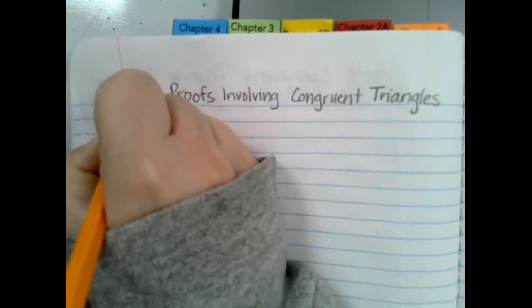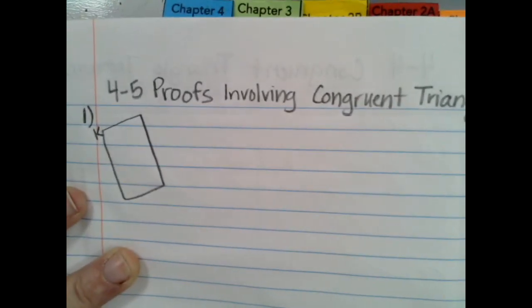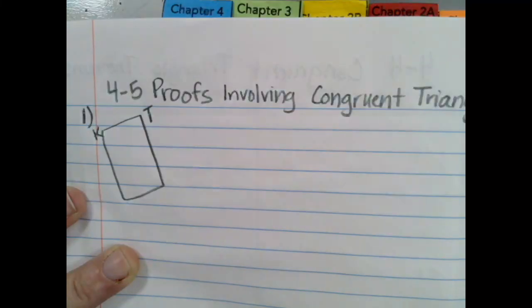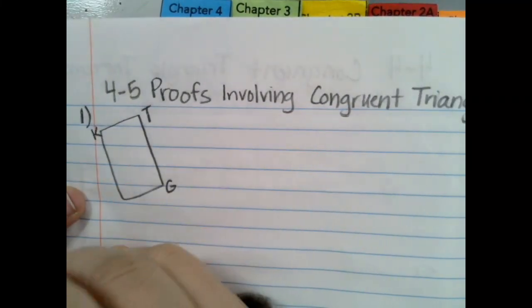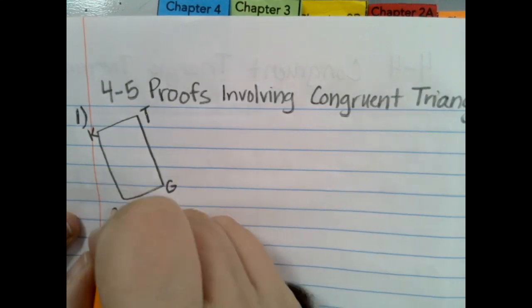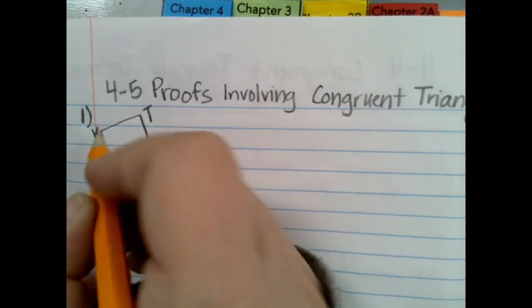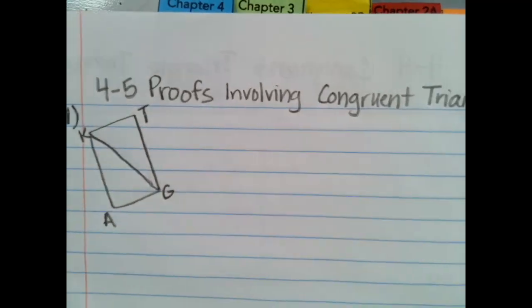K. This one's T. This one's G. And this one's A. And then we're going to connect K to G so that we get two triangles, because our proofs are about triangles today.